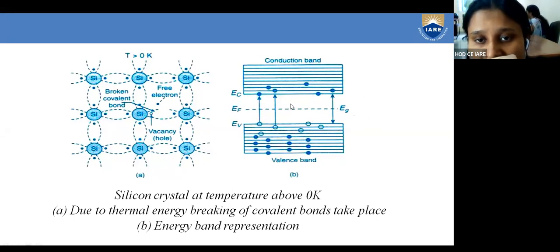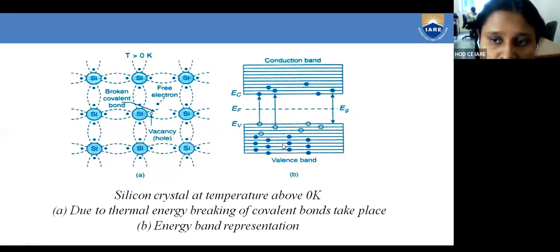And in order to get this, we have to go for high temperatures. This process of generation of electron hole pairs takes place only if you go to high temperatures. Of course, once all these covalent bonds break, there are plenty of electrons taking part in conduction. So that's why this intrinsic semiconductor will act as a conductor.